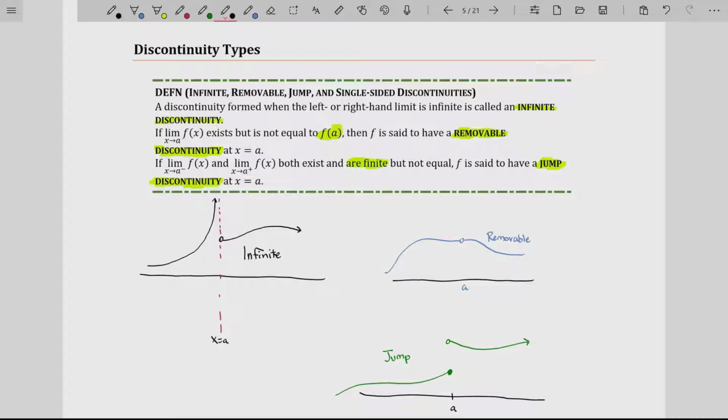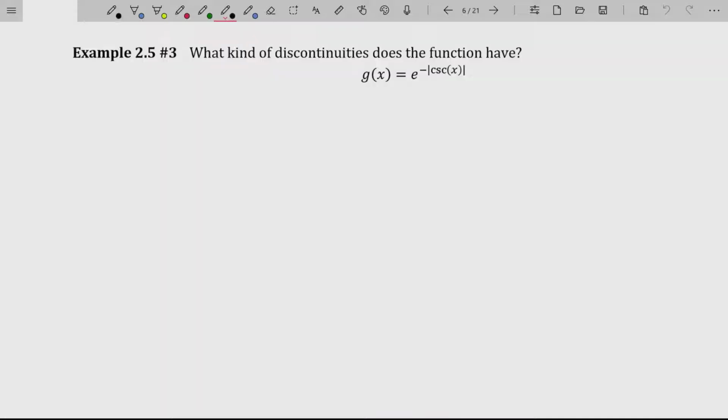But I like challenging examples, so let's take an example here. What kind of discontinuities does this function have? The function itself is e raised to the negative absolute value of cosecant of x. And I love this style of function. I like to make sure my students have come from a pre-calculus course and know how to do a lot of stuff. So how can you possibly see what kind of discontinuity this has? Graph it, and not using technology.